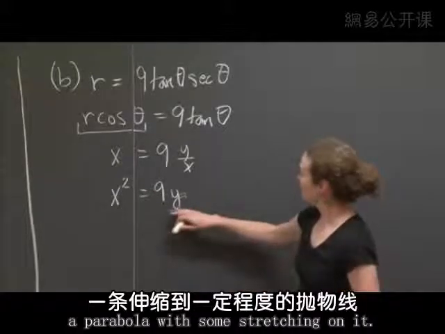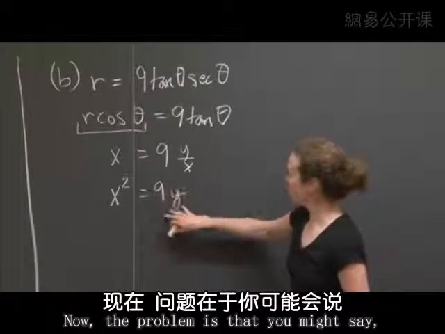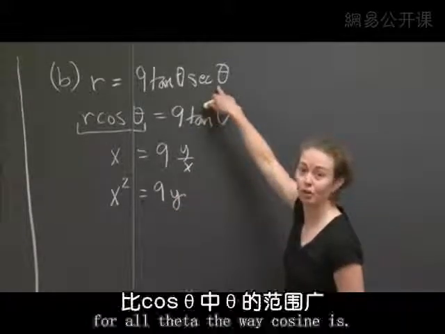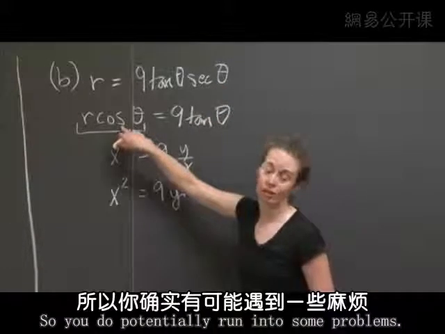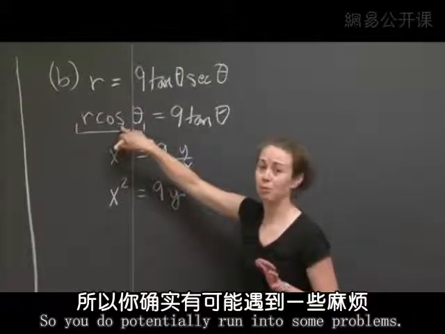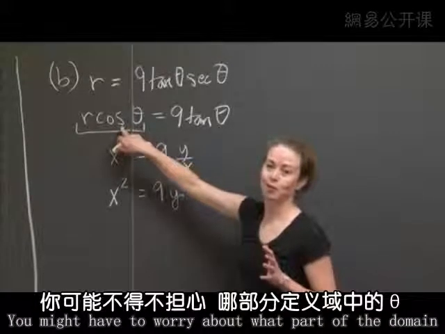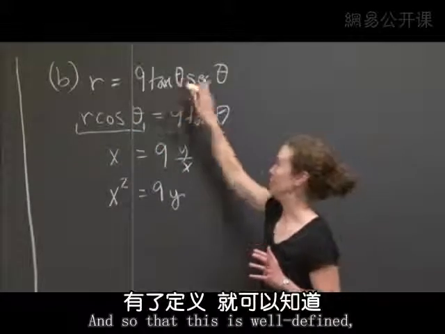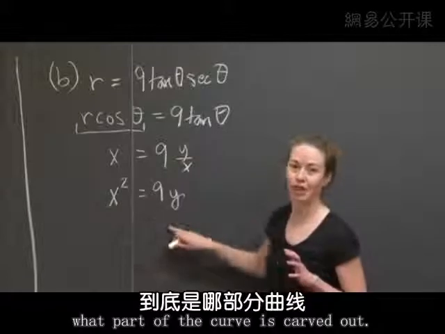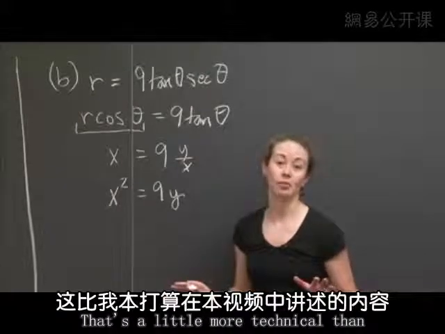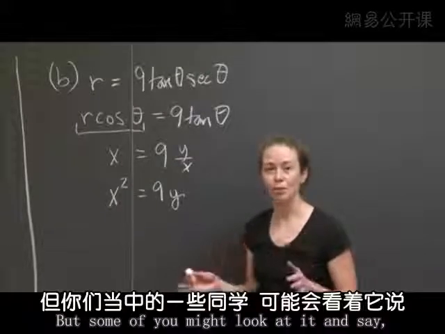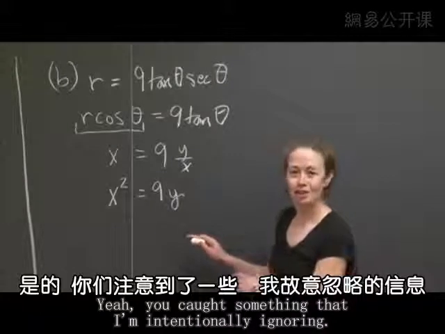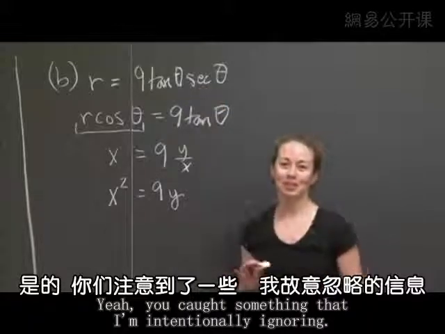Now, the problem is that you might say, well, it's not really all of that, because secant theta is not going to be defined for all theta the way cosine is. So you do potentially run into some problems. You might have to worry about what part of the domain makes sense for theta so that this is well defined, and what part of the curve is carved out. That's a little more technical than I want to go in this video. But some of you might look at it and say, oh, she's missing something. Yeah, you caught something that I'm intentionally ignoring.